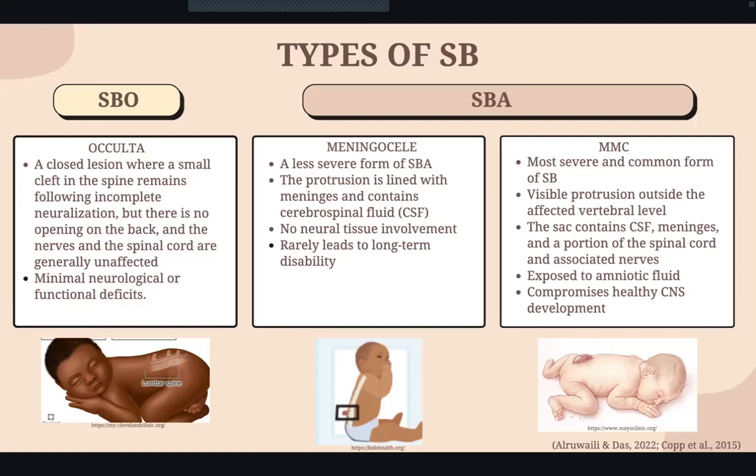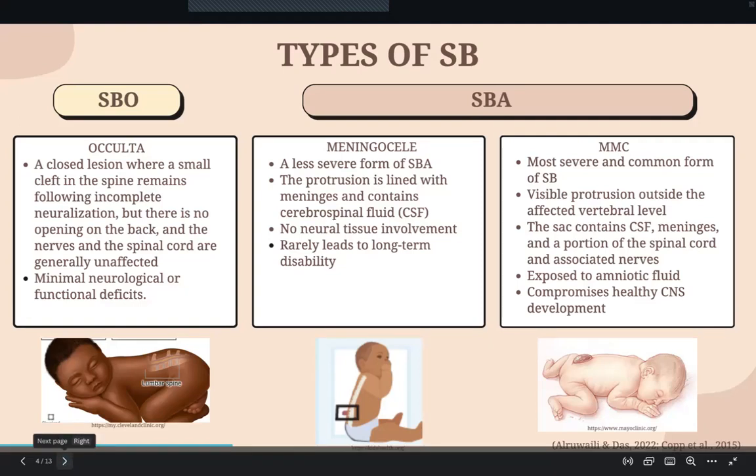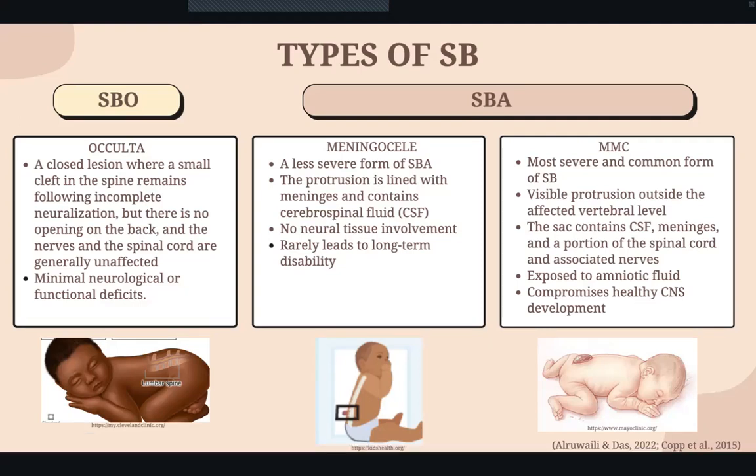MMC, however, is the most severe and common form of spina bifida. There is also a visual protrusion on the outside of the affected vertebral level. However, along with the CSF and meninges, there is a portion of the spinal cord and associated nerves involved. So this exposes them to amniotic fluid in the environment and compromises healthy CNS development.